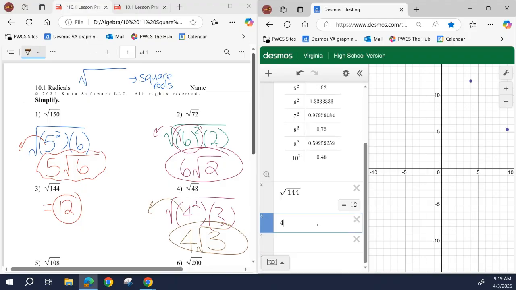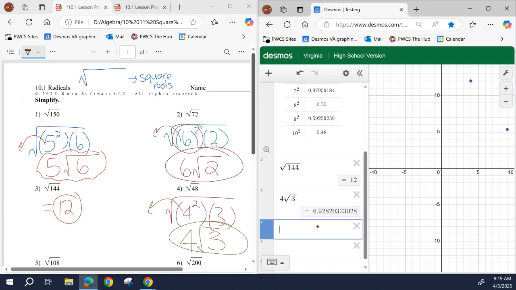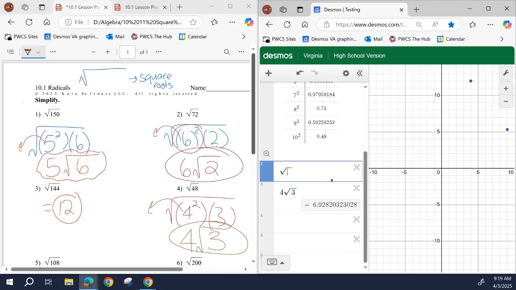So if I do 4 square root 3, it should give me the same decimal as if I just did the square root of 48. Okay, they are the same number. I've just written it differently. I've written it in a simpler way.